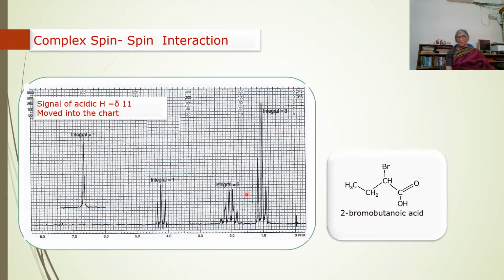Look at the multiplicity of the methylene proton. It is a quintet. There you can see 5 peaks. This shows that the methylene proton has got 2 neighbors. One is the methyl proton, 3 equivalent protons, and another neighbor is the methine proton. So there are 4 neighboring protons, so the signal splits up into 5 peaks. That is, a quintet is seen for the methylene protons. So in this manner we can interpret the NMR spectrum of 2-bromobutanoic acid.